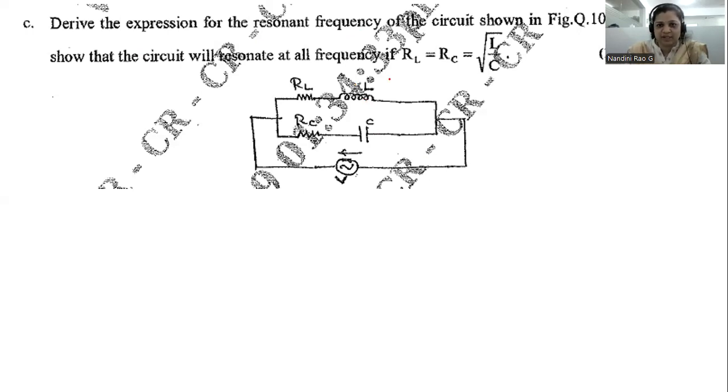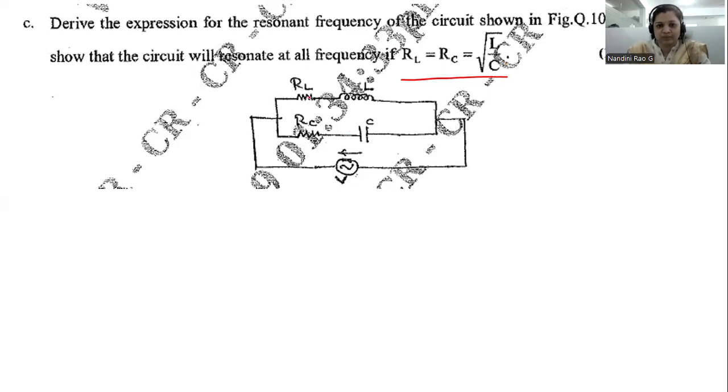The circuit here is a parallel circuit. Also show that the circuit will resonate at all frequencies if RL equals RC equals root L by C. So how to find the resonant frequency? We already know, I have done it in the last video for series. So now I'll be focusing on this particular part.